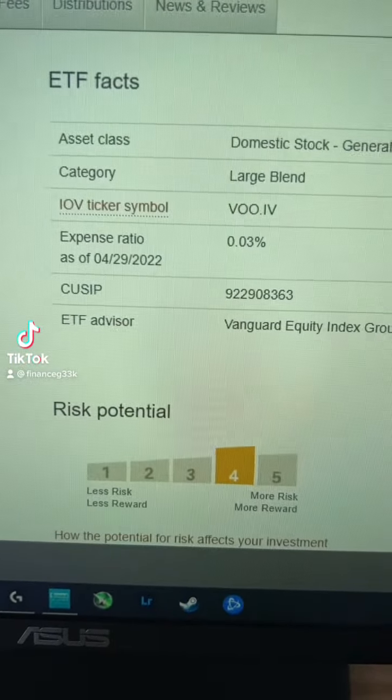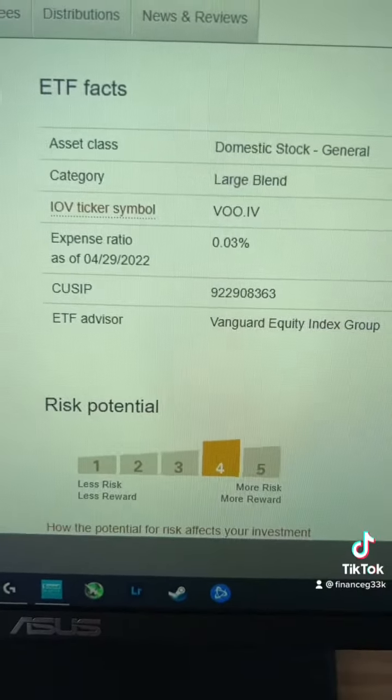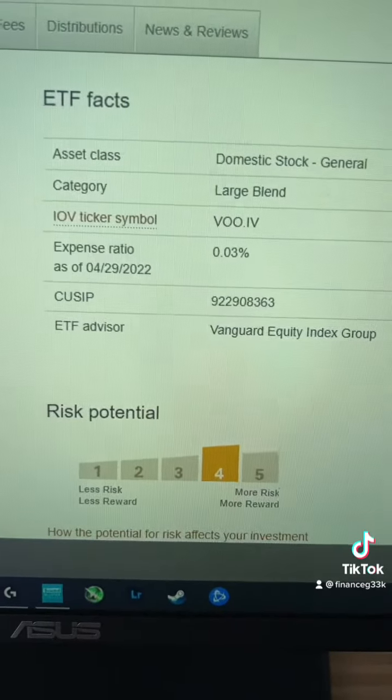What's an expense ratio and why should you care about it if you're an investor? Stick around and I'm going to explain everything you need to know about expense ratios.